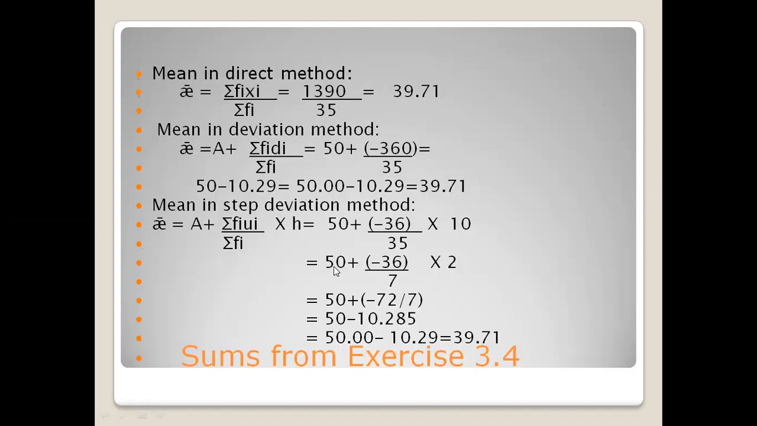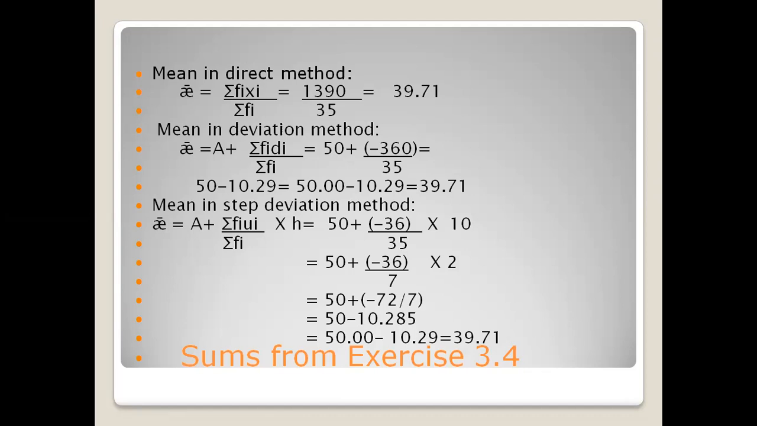Now see how to find the mean in all the three methods. First method, mean in direct method. X bar is equal to sigma fi xi by sigma fi. That is equal to 1390. We got the total of fi xi is 1390, by 35. To divide it, you will be getting exactly the value 39.71.